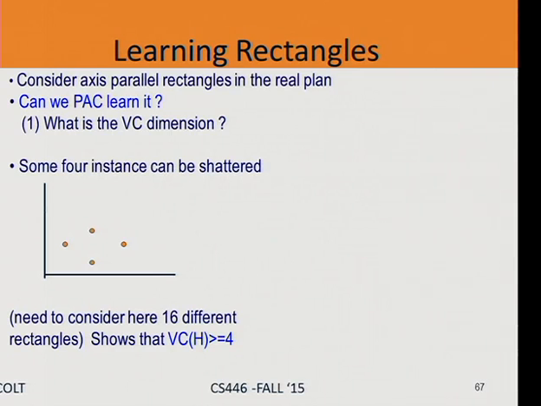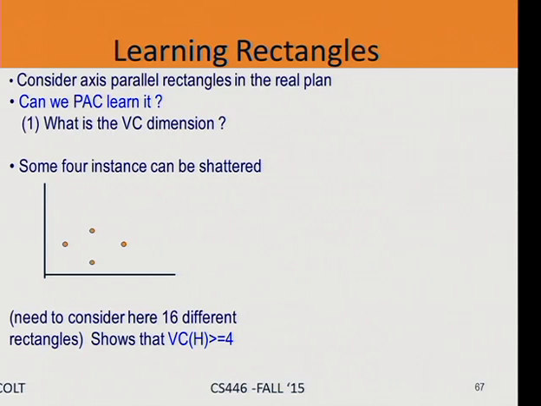Here are 4 points. I want to argue that I can shatter 4 instances. Okay, so we're at least in your court. What do I have to do in order to prove to you that the VC dimension is at least 4? I need to consider 16 cases, right? 2 to the 4. The case where this point is positive and the rest are negative, I'm going to put a small rectangle around it. Same thing for here. This is positive, the rest is negative, small rectangles around each point.